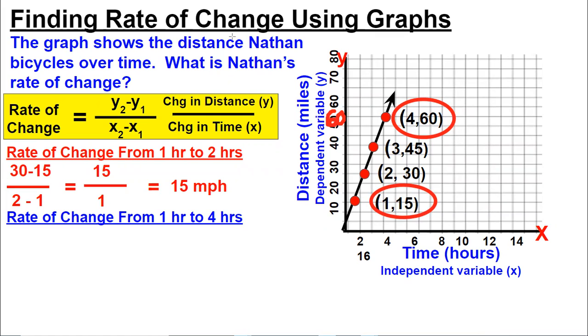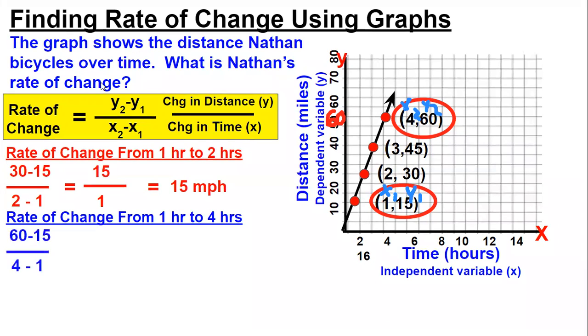So we have to label our x1 and our y1 and all that. So this is going to be my, I'll just change colors here. This is going to be my y2 and my x2. This will be my y1 and my x1. Plug them into the formula, y2 minus y1, 60 minus 15 over x2 minus x1, 4 minus 1, leaves us with 45 over 3. Divide that out, you get 15 miles per hour.